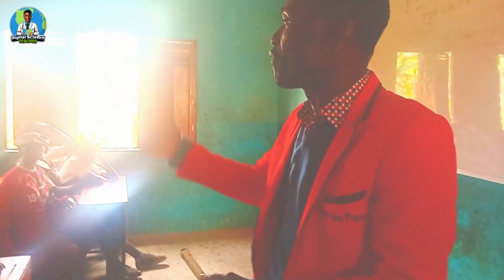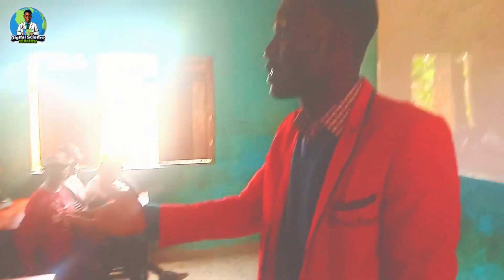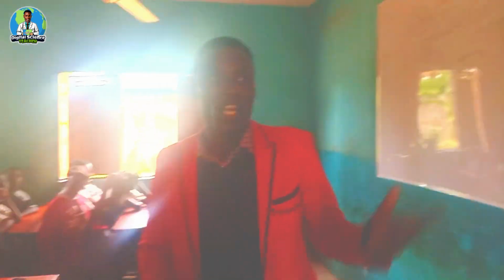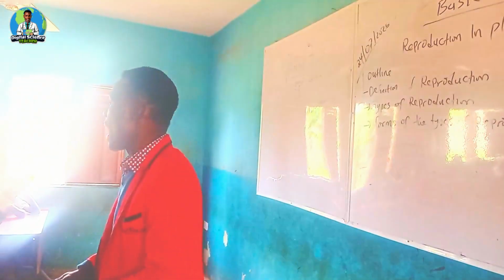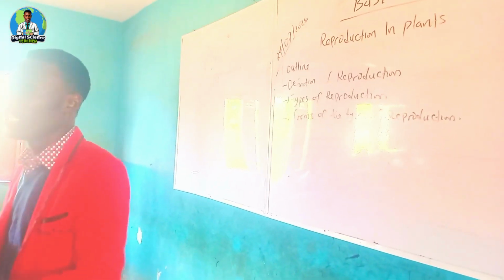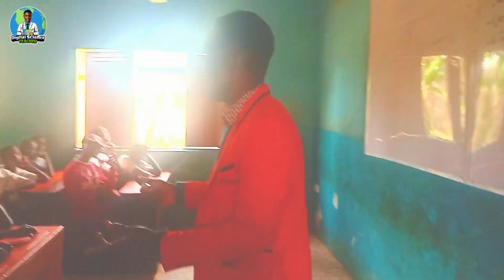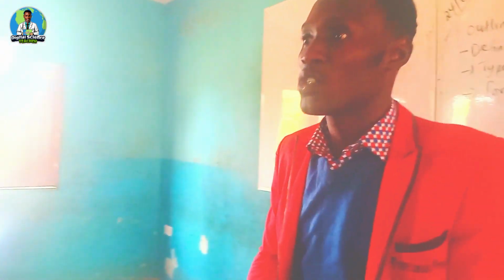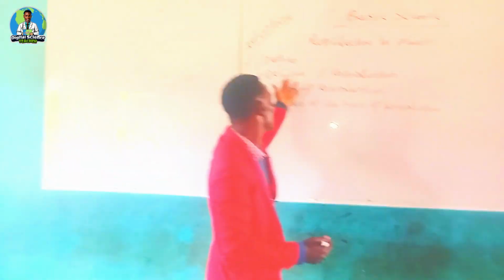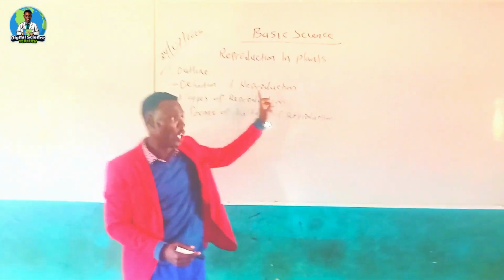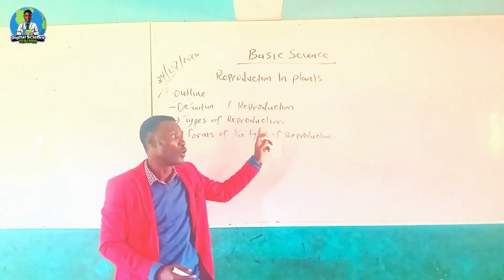So I sent a video to your platform, to my YouTube channel, one of my videos explaining reproduction in plants. I did ask you to make a summary of the concept of reproduction in plants. So let's see what we have learned from home already. So we are going to be answering two questions. What is the definition of reproduction and the types of reproduction.